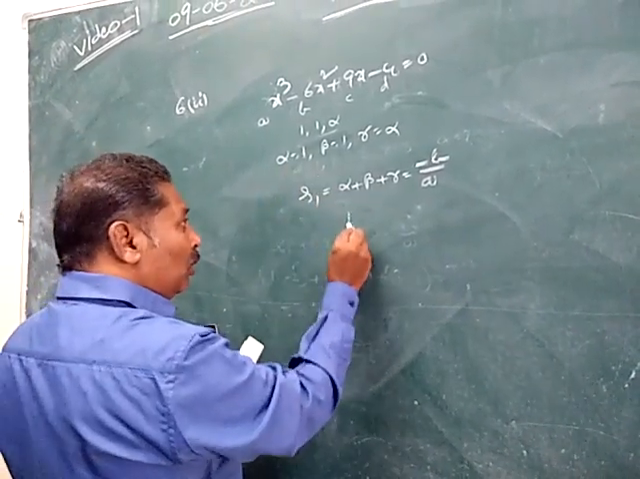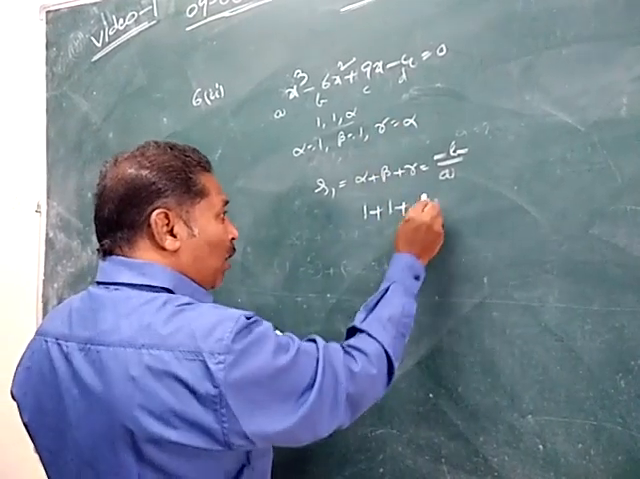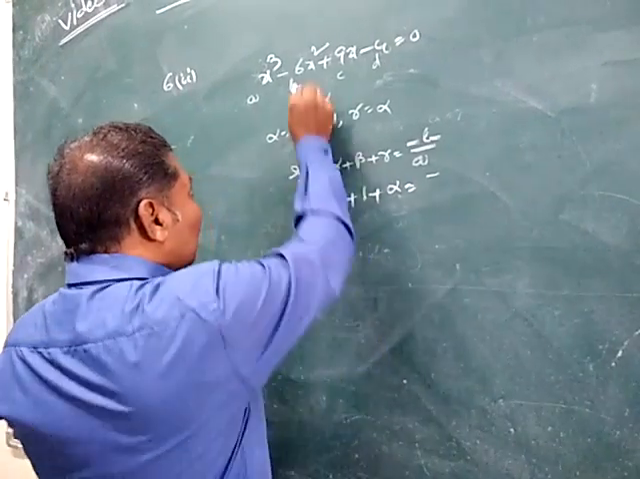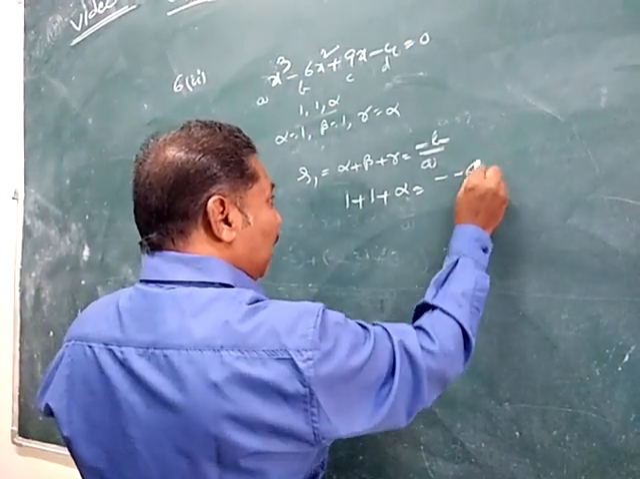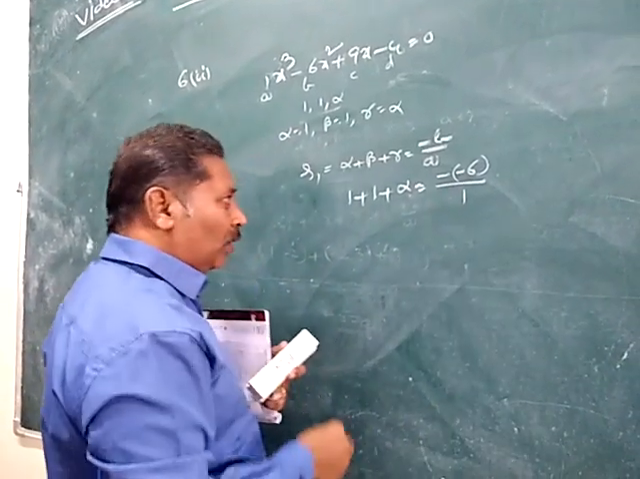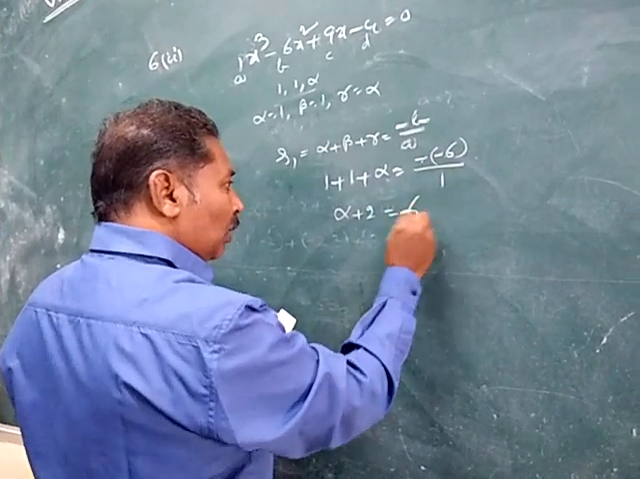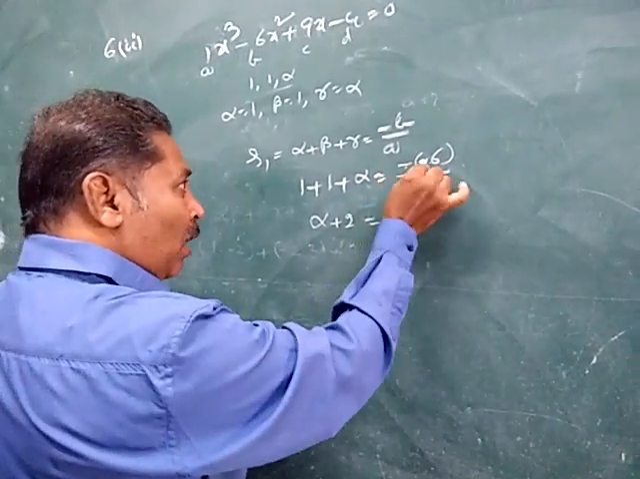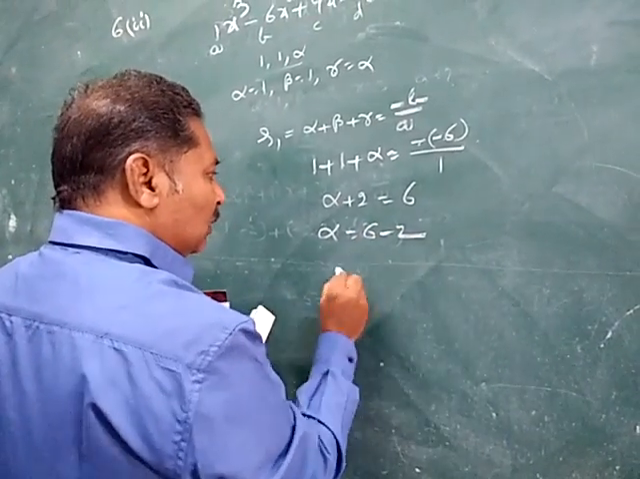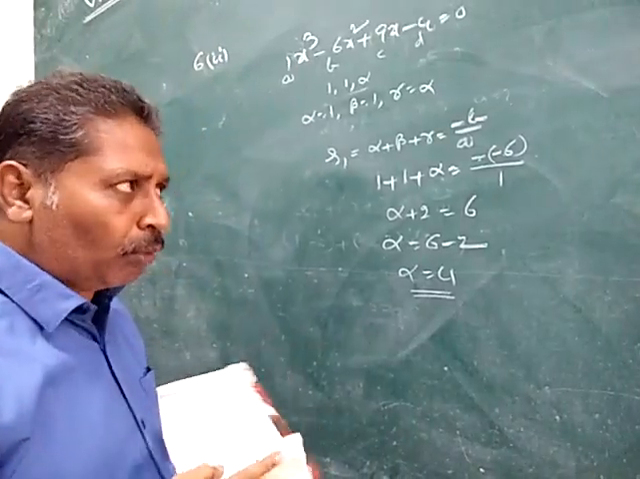So alpha value 1, beta value 1, gamma value alpha equal to minus b value minus 6 by a value is 1. So alpha plus 2 equal to 6. So alpha equal to 6 minus 2. So alpha value is 4.